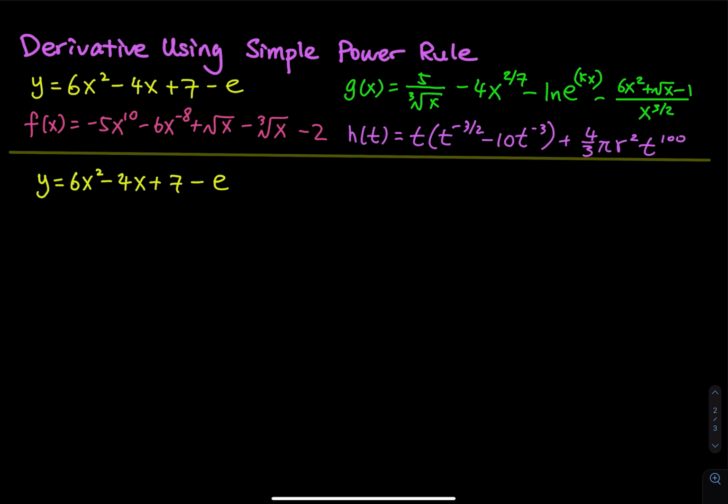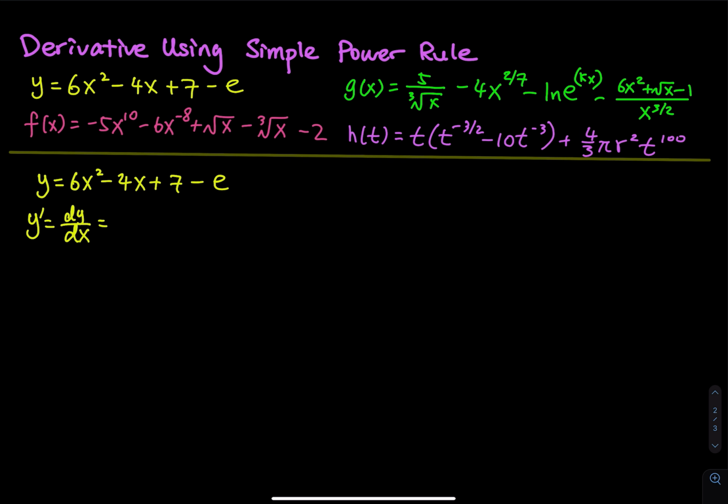Let's take the derivative of each of these functions. The first one is y equals 6x squared minus 4x plus 7 minus e. So y prime, or you can call this dy/dx, the derivative of y with respect to x.